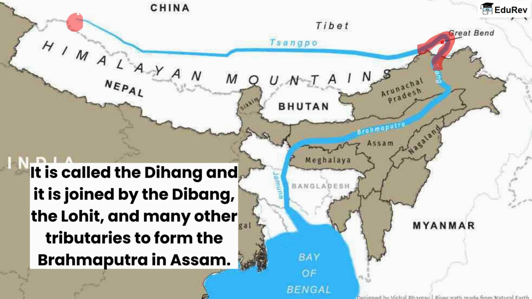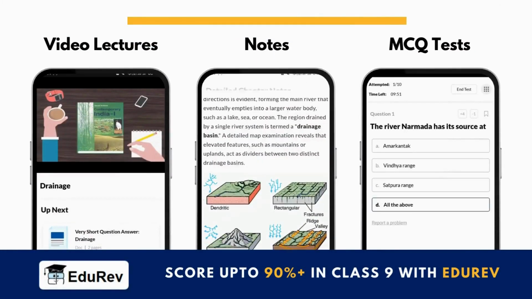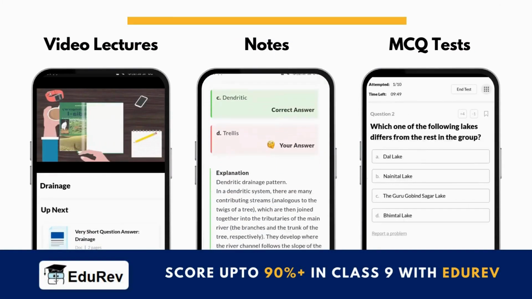Here the river carries a large volume of water and considerable amount of silt. In this video, we have covered the Himalayan rivers, and will cover the peninsular rivers in the next video. We hope that you have understood the Himalayan rivers.